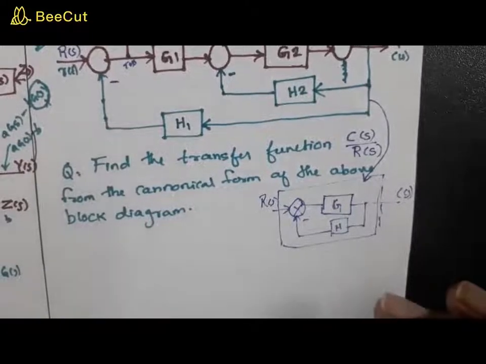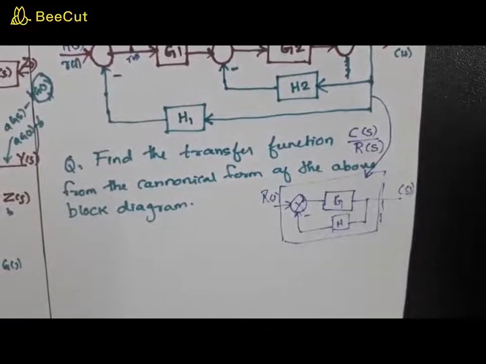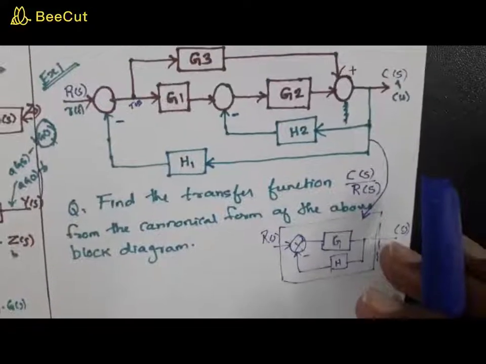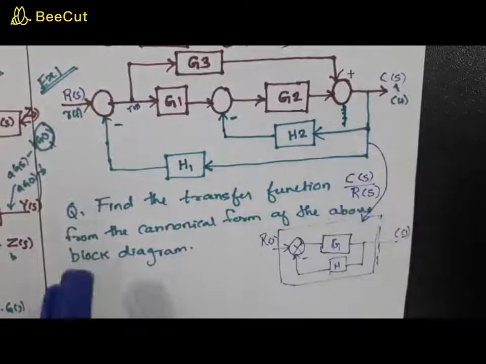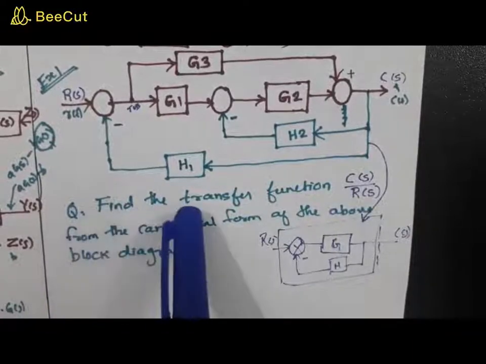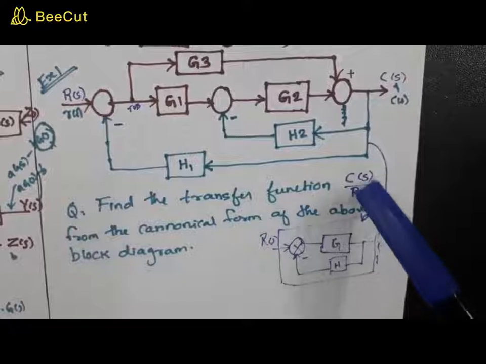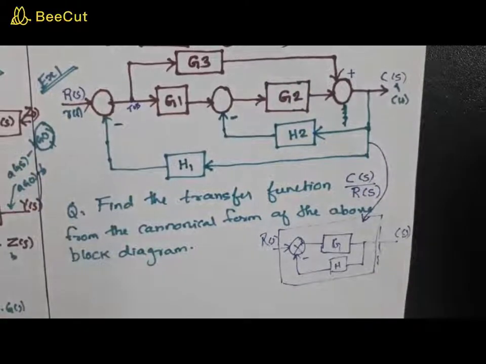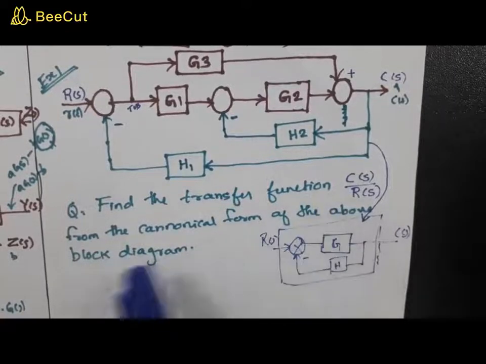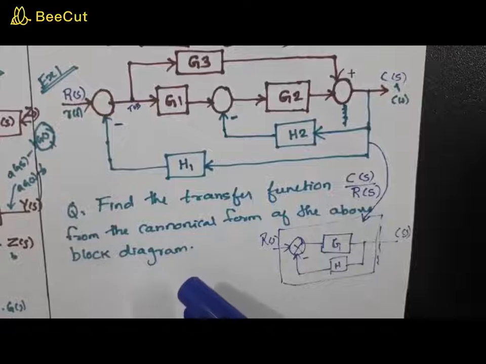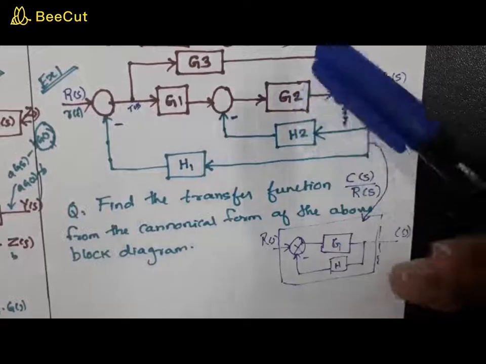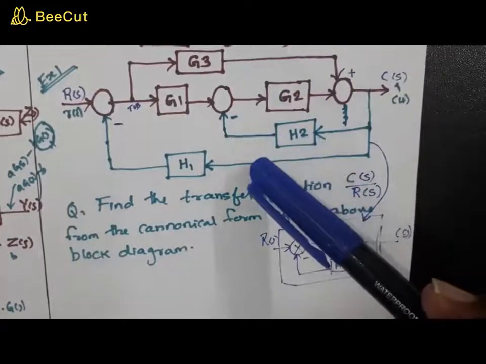Okay, now let's see a problem on block diagram reduction. So here is a block diagram for you, and let me read out the question. Find the transfer function, that is C of s to R of s. You know what C of s and R of s are from the canonical form of the above block diagram. That means this is a way of asking the question to find the transfer function after reducing the block.